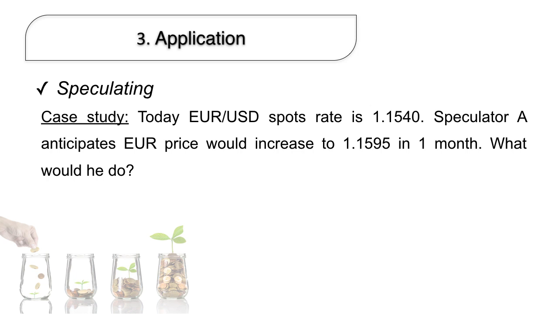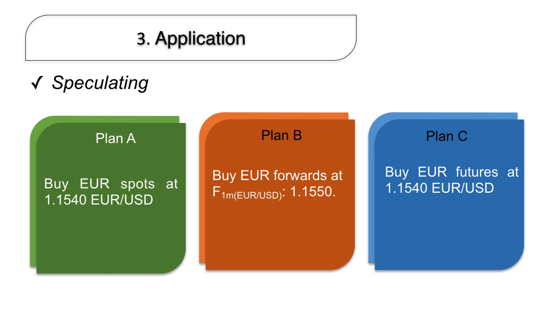Let us take an example to have better understanding of this application of futures. Knowing today Euro spot's price is $1.1540, an investor guesses it will rise to $1.1595. What should he do to make a profit? He could come up with three plans as follows.